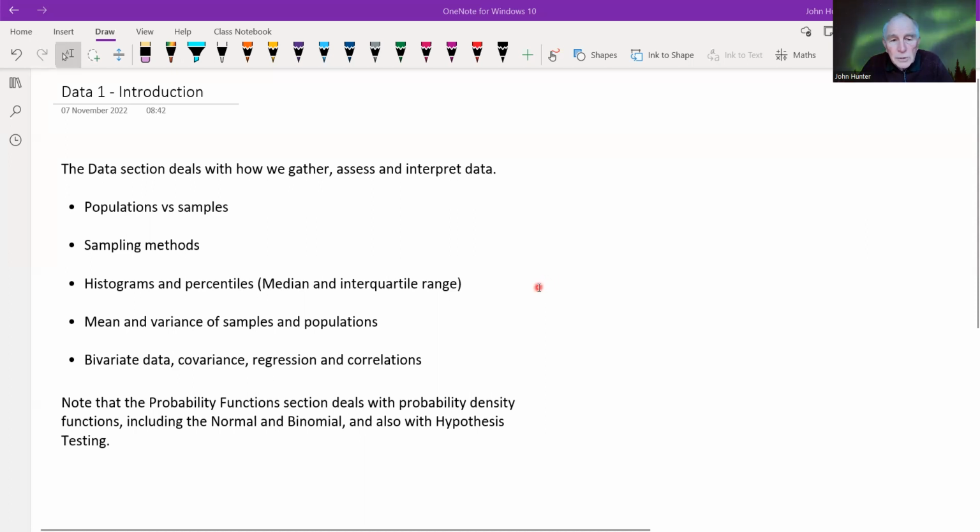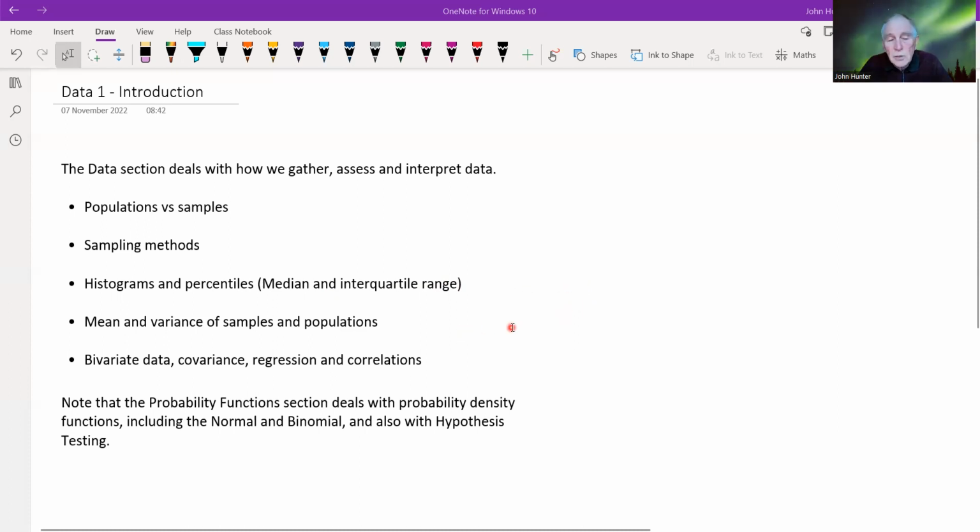We're interested in histograms and percentiles. It's a bit of a rehash of stuff that you will have done previously. Histograms and percentiles, median and interquartile range, a couple of things. Median is a measure of central tendency. Interquartile range is a measure of spread or dispersion. So that's what we're interested in there. And you will perhaps remember doing cumulative frequency charts and using that in order to find or estimate medians and interquartile ranges. So those are sometimes useful.